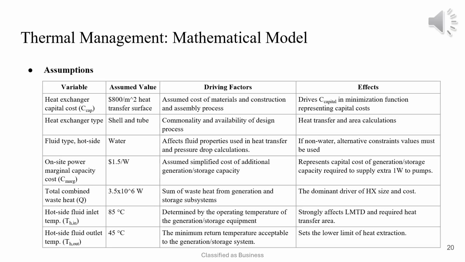The assumptions for our model include the cost per area of heat exchanger material, that the type of heat exchanger being used is a shell and tube, that the fluid being cooled is water, and the cost of using on-site power as opposed to grid power. From the other two subsystems, we can arrive at initial assumptions for the heat input to the system due to worst-case operation, and what the hot side fluid inlet and outlet temperatures can be based on operating ranges.